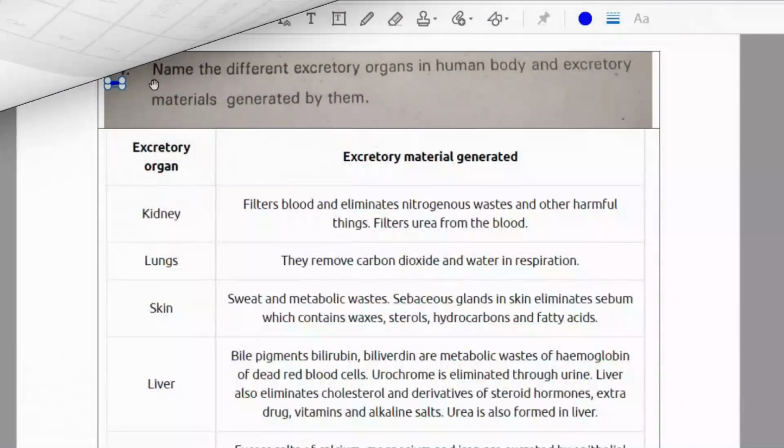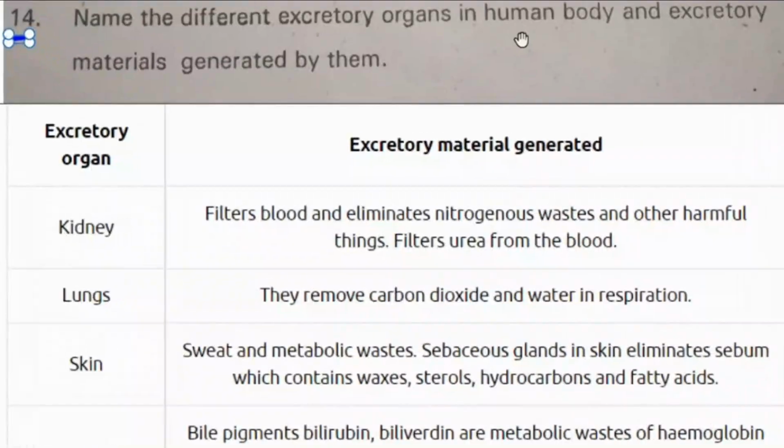14th question. Name the different excretory organs in the human body and the excretory material generated by them. So these are the excretory organs and excretory material generated. Just have a glance at this answer, students.